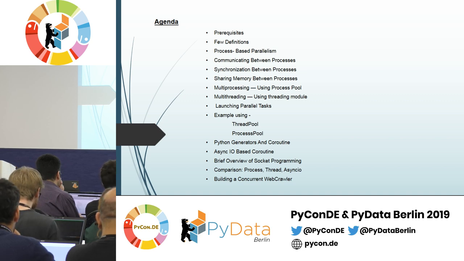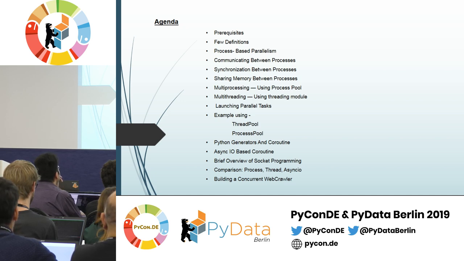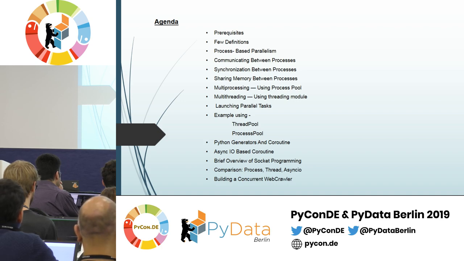Okay. We'll start with a few general questions. I will ask you those questions, and you will have to score some marks. Prerequisites. After that, we will see a few definitions. And after that, processes, communicating between processes, synchronization between processes, sharing memory between processes, then multiprocessing, launching parallel tasks, example using pool, generators, coroutines, async IO based coroutines, a brief overview of socket programming, then comparison, then building a concurrent web crawler. Okay, so let's not worry.